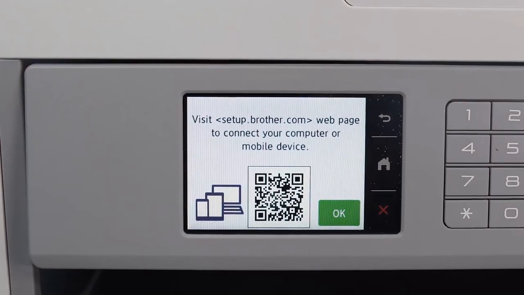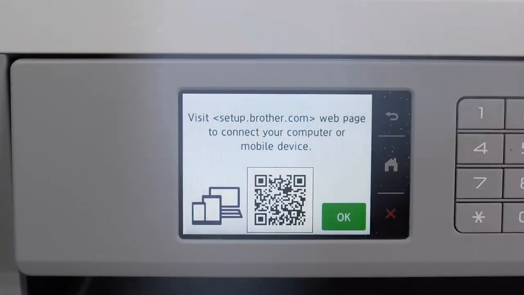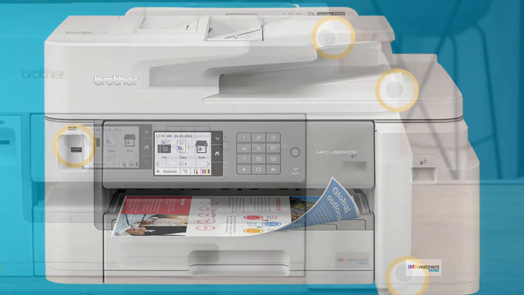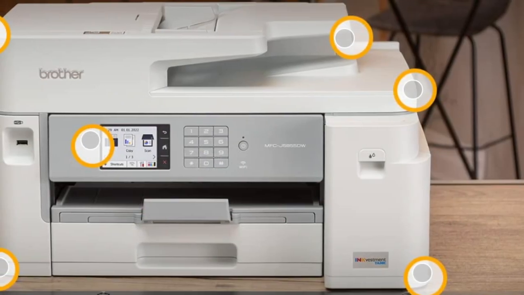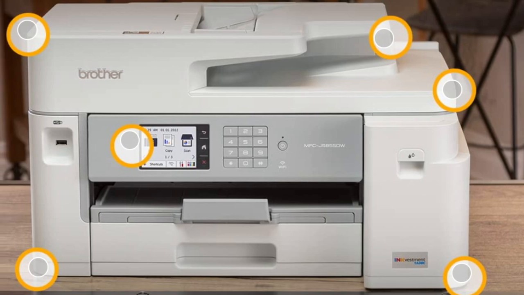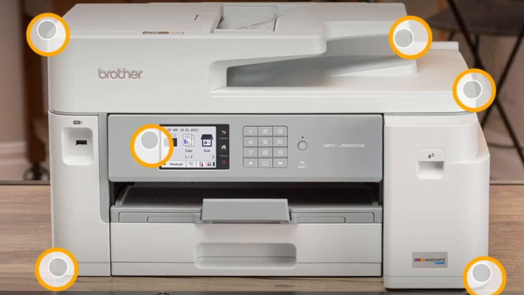Its triple-layer security features are also worth noting, as they help keep your documents secure, providing peace of mind when printing sensitive information. Furthermore, the printer's large-format printing capability, accommodating up to 11 by 17-inch paper and diverse connection options, enhance its versatility.